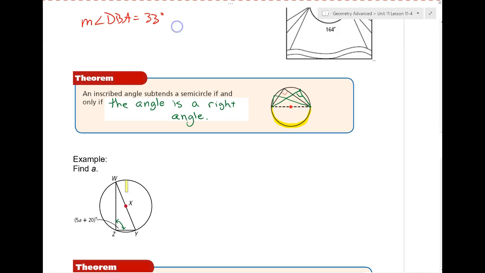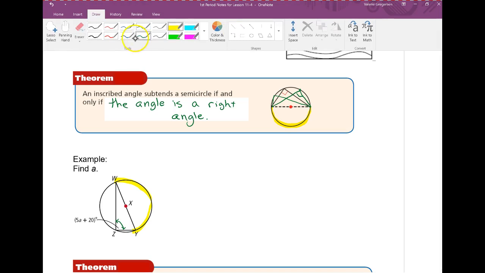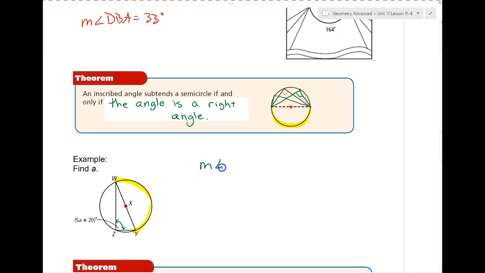It intercepts a semicircle because I have a diameter there. So what do we know is the measure of angle WZY? Yeah, because it intercepts it, we know the measure of angle WZY is going to be 90 degrees. That's what our theorem's about. So we literally can just go 5A plus 20 is equal to 90. Solve for A. So I get 5A is equal to 70. Guys, what did you get A to equal?